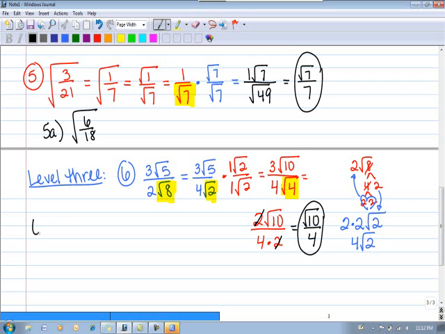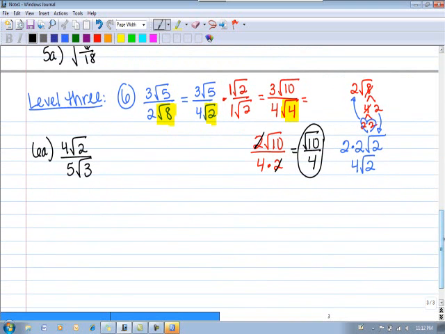Okay, your 6A problem for you to try is 4 radical 2 divided by 5 radical 3. And we have one more example. That's problem number 7. Let's do negative 2 radical 7 over 7 radical 14.